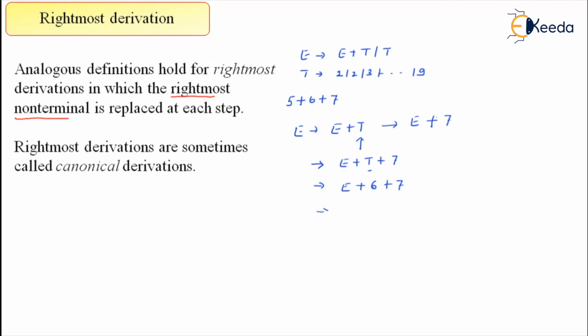Finally, E is the leftmost as well as the rightmost, so T plus 6 plus 7. And finally, T will be replaced by 5, giving 5 plus 6 plus 7. So that is the idea of the rightmost derivation. Again, we have a parser which uses the rightmost derivation, and that parser is basically the bottom-up parser. So that is your rightmost derivation.